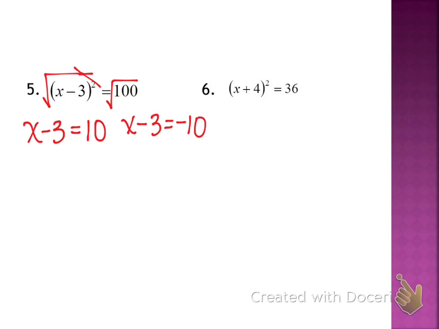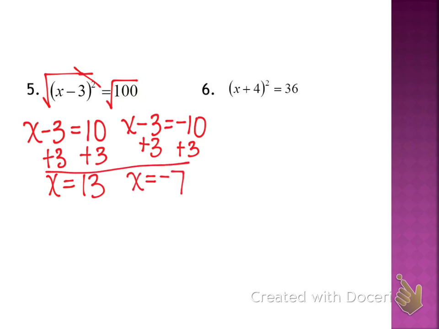Now, do you think I'm done with this problem? No, because I don't have x alone yet. So what should I do to get x alone? Add 3. So I get x equals 13. Does that mean my other one will be negative 13? No. Don't fall into that trap. It's not always going to end up being the same thing both times. So the other one's going to be x equals negative 7.